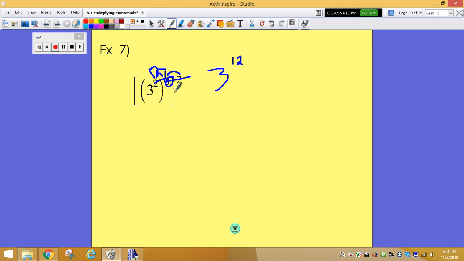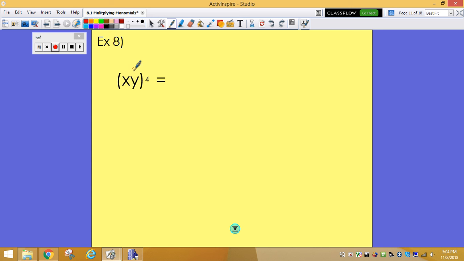Now, you could also work your way from the inside out. Let me show you that we'll get the exact same thing. I'll do this one in red. If I did 2 times 3, I would get 6. And then if I did 6 times 2, I would get 12. So it's still 3 to the 12th.